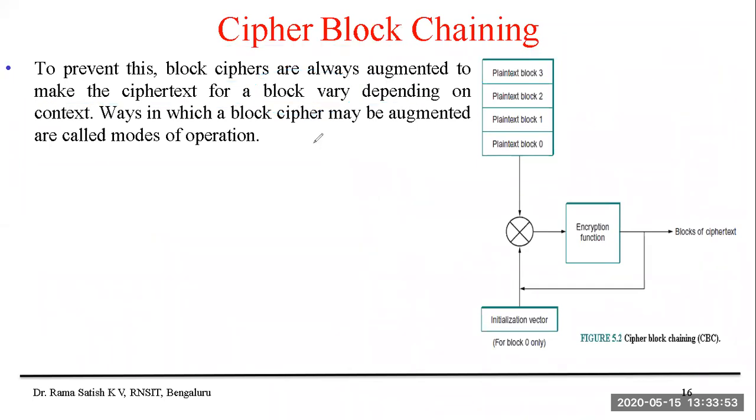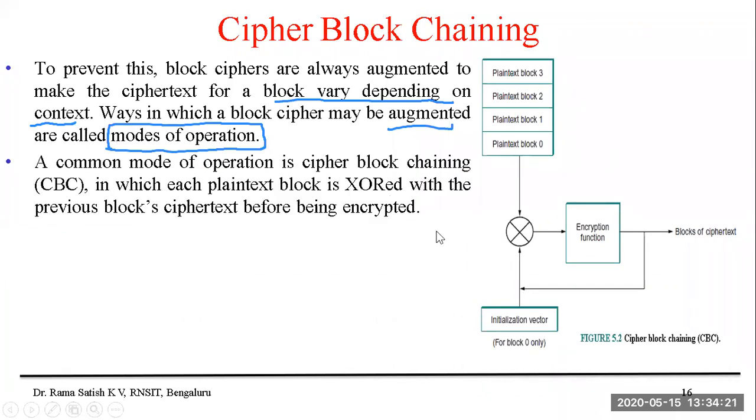So this block varying depends upon the context. The way in which block ciphers may be augmented, augmented meaning added extra, is called mode of operation. Some extra components you are going to add along with the cipher, you call it mode of operation. So the common mode of operation is CBC.